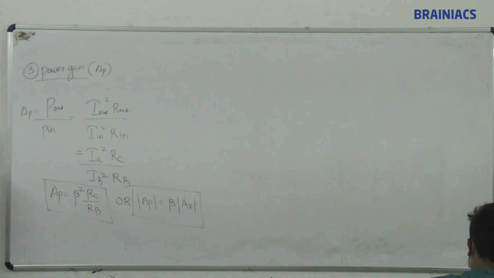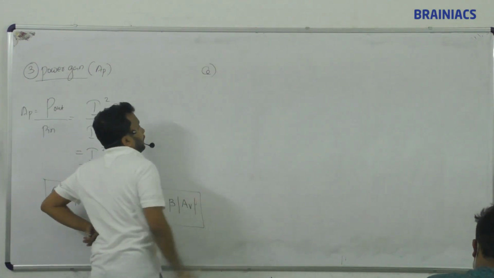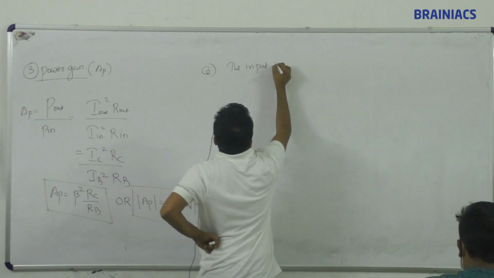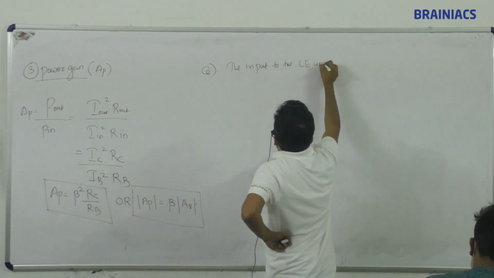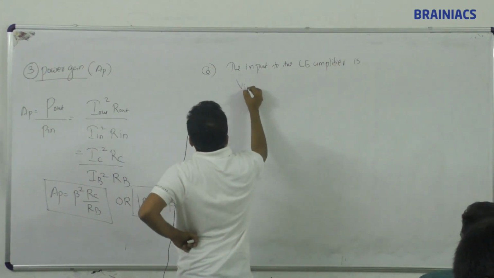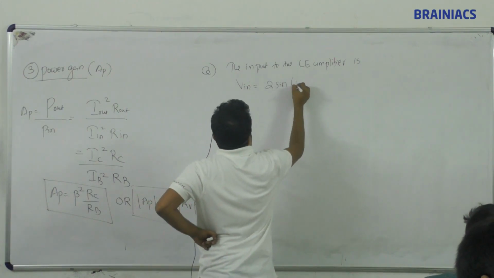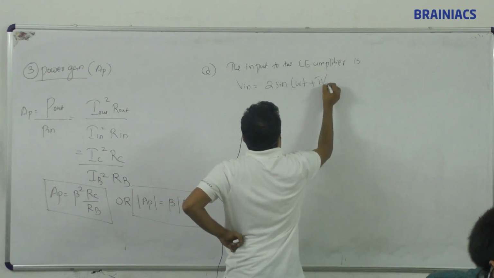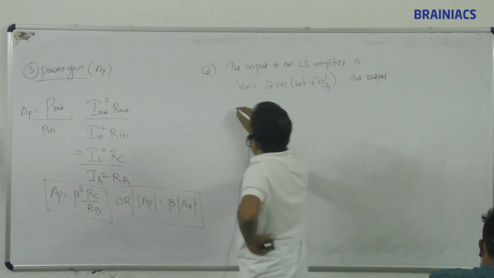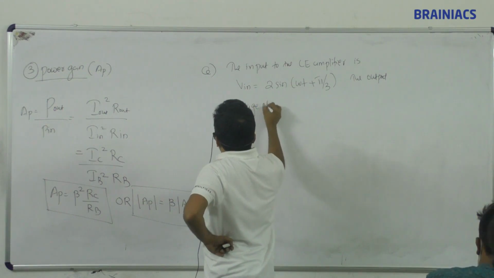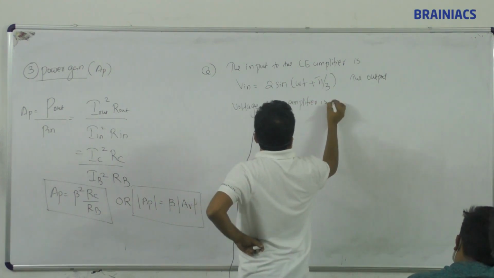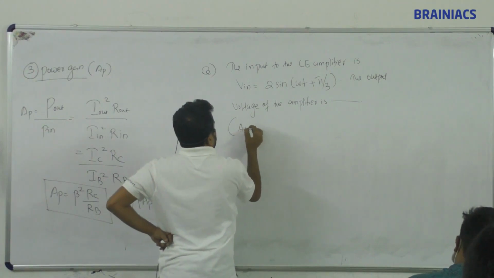We'll solve one question, right? One question. The input to the common emitter amplifier is V in equal to 2 sine omega t plus pi by 3. The output voltage of the amplifier is dash, within bracket AV equal to 10.